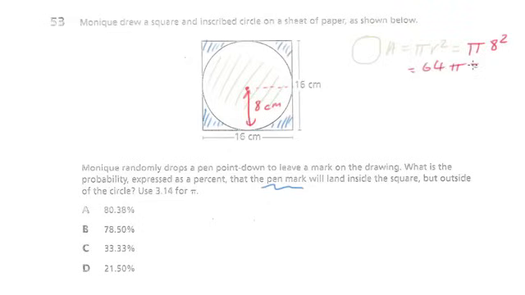We're told to use 3.14 for pi. So when I do 3.14 times 64, that gives me an answer of 200.96. And our units are centimeters squared. Now, we just found out the area of the circle. We're not even halfway there towards this probability right now, but let's find out the area of the square, which is 16 centimeters by 16 centimeters.